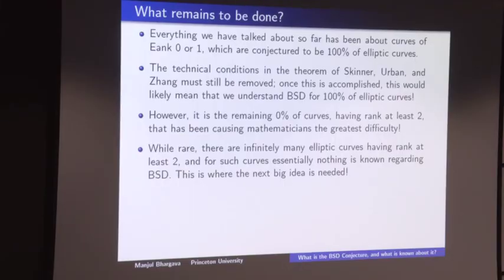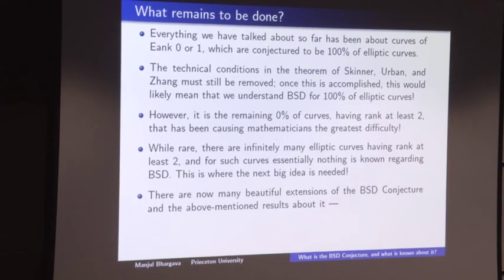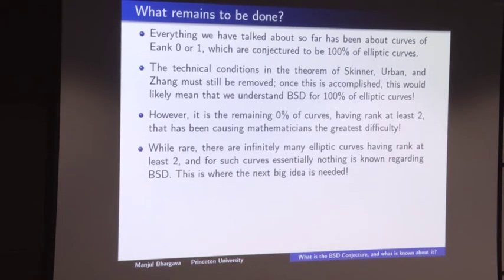Yeah, and even for rank 2, nobody's ever found a counterexample. There have been lots of cases that have been verified, and it's been true. Okay, so that's really where the next big idea is needed, but as far as showing it for an infinite family of elliptic curves, as we've done for rank 0 and 1, that has not been done for rank 2 or higher at all.